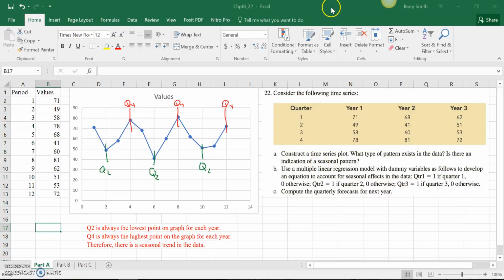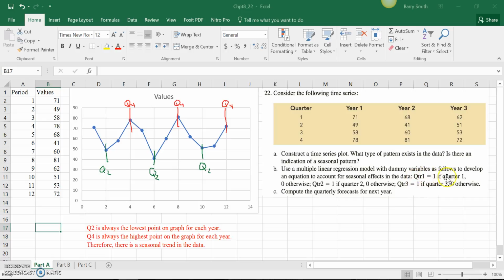Okay, so now I'm going to do Chapter 8, number 22. We're supposed to consider the following time series, construct a time series plot, and then say what type of pattern exists in the data, and whether there is an indication of a seasonal pattern. Then use a multiple linear regression model with dummy variables as follows to develop an equation to account for the seasonal effects in the data.